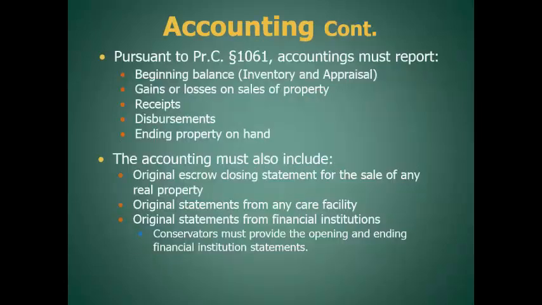Accountings cover the period since the last required or waived accounting period, usually 2 years, or in the case of a first accounting, the first year of the conservatorship. In compliance with Probate Code Section 1061, the accounting must report the following information: beginning balance, gains or losses on sales of property, receipts, disbursements, and ending property on hand.